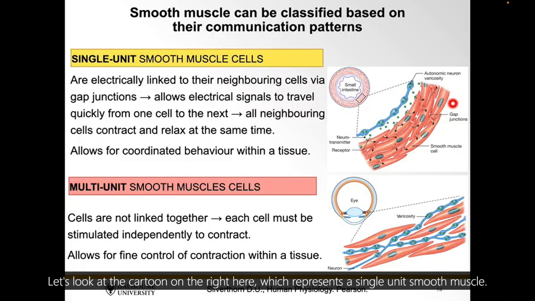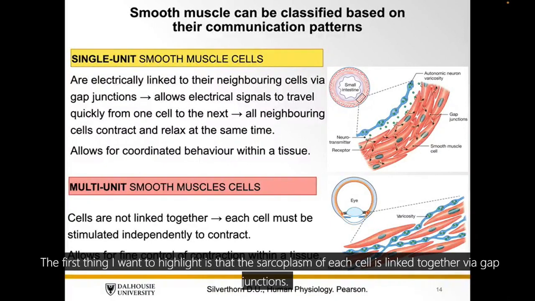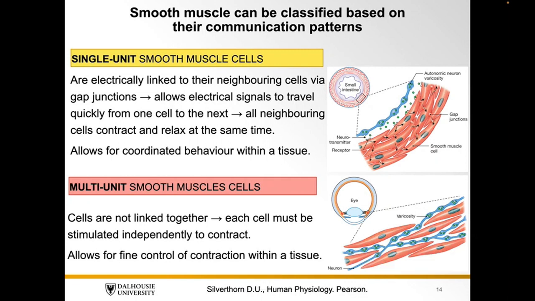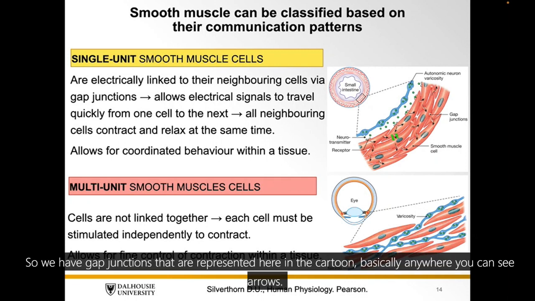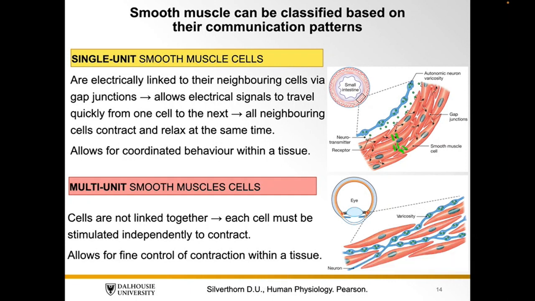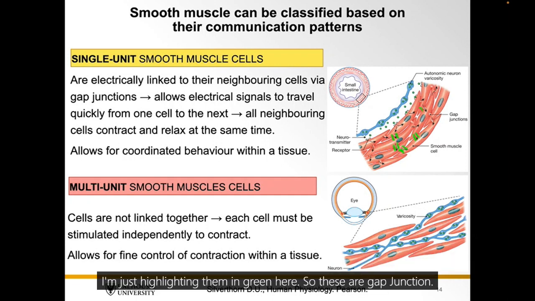Let's look at the cartoon on the right here, which represents a single unit smooth muscle. So we have a number of cells here: 1 cell, 2 cells, 3 cells, 4 cells, and so on. The first thing I want to highlight is that the sarcoplasm of each cell is linked together via gap junctions. So we have gap junctions that are represented here in the cartoon. Basically, anywhere you can see arrows, I'm just highlighting them in green here. So these are gap junctions.